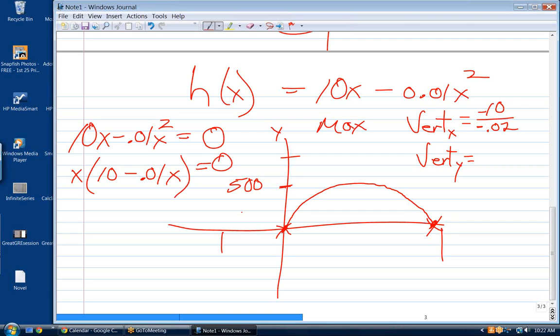So if that equals 0, there are 2 solutions. x equals 0 is one solution. We already knew that because before anything happened it was at 0 and the height was 0. So an x here is actually distance. The other thing is 10 minus 0.01x has to equal 0. So that x equals 1,000 then. Right. Alright. Good.